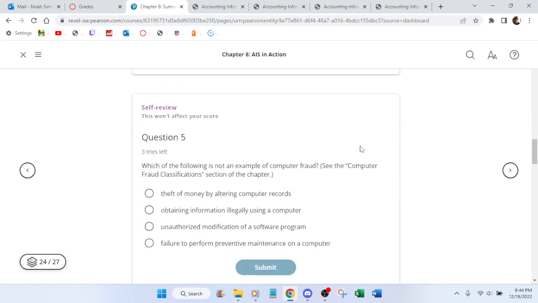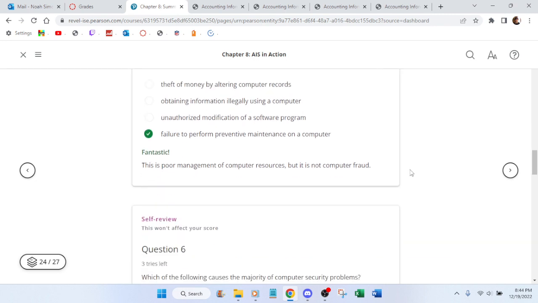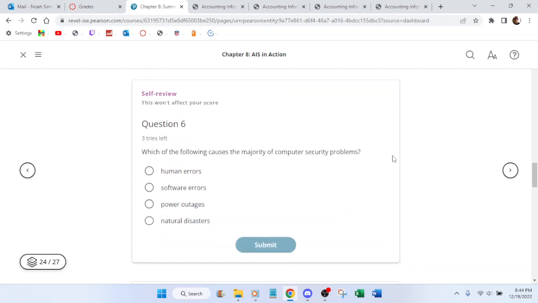Which of the following is not an example of computer fraud? Failure to perform preventative maintenance in a computer. Computer fraud is theft of money by altering computer records, obtaining information illegally using a computer, or unauthorized modification of a software program. Which of the following causes the majority of computer security problems? Human errors.